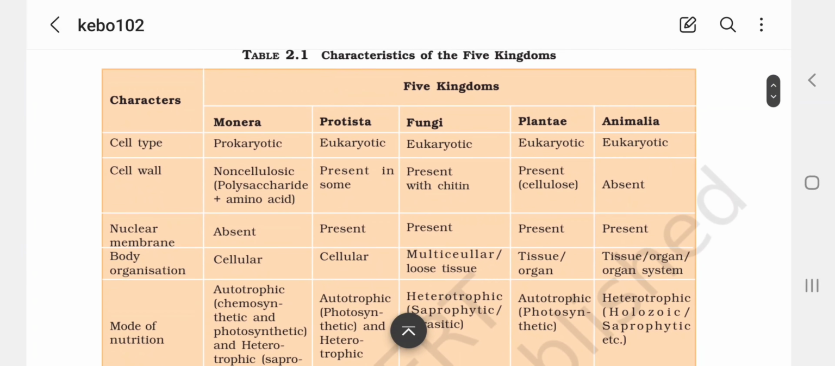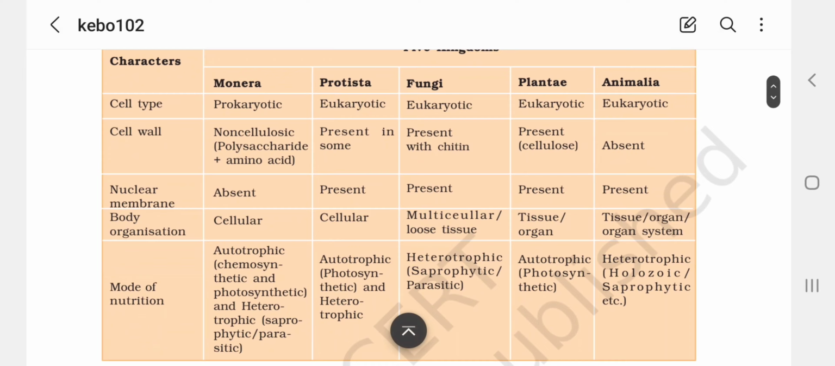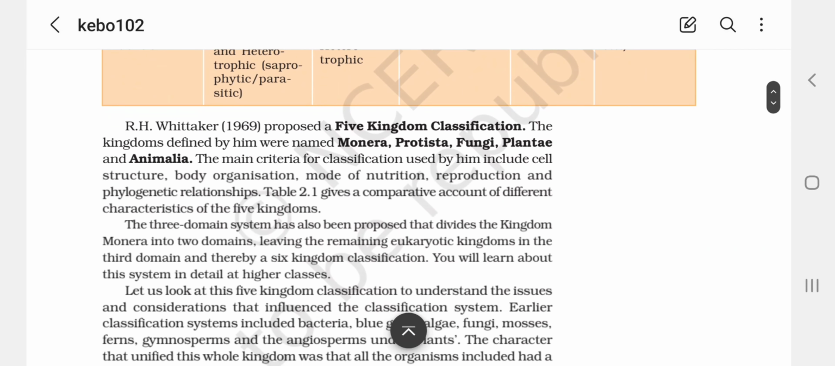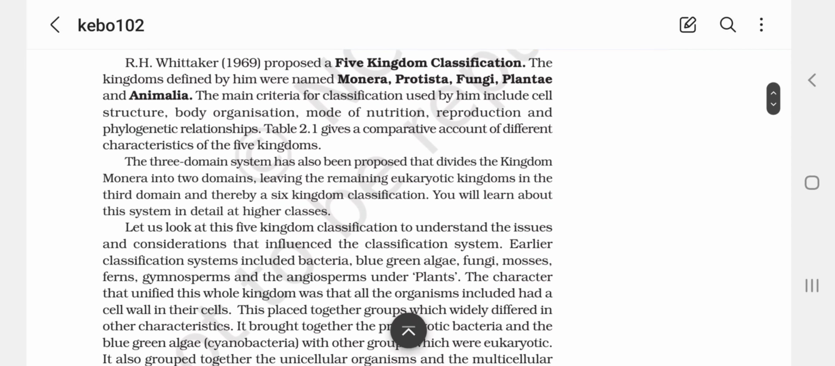Table 2.1 Characteristics of the Five Kingdoms. R.H. Whittaker, 1969, proposed a five kingdom classification. The kingdoms defined by him were named Monera, Protista, Fungi, Plantae, and Animalia. The main criteria for classification used by him include cell structure, body organization, mode of nutrition, reproduction, and phylogenetic relationships. Table 2.1 gives a comparative account of different characteristics of the five kingdoms.